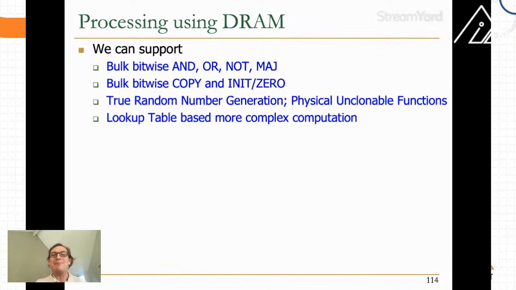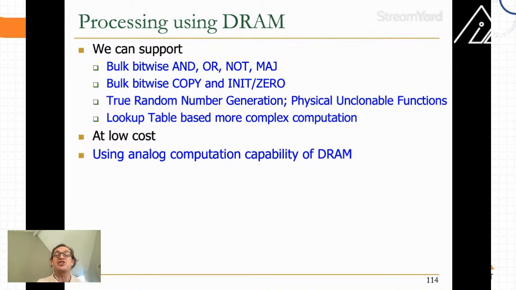technology like DRAM, we can support bulk bitwise AND, OR, NOT and majority operations. We can do copying and initialization in memory very efficiently. We can do true random number generation, physical unclonable functions, some security infrastructure essentially. And if you want to do more complex computations, you can use DRAM as a lookup table such that you can look up values of a computation. I'm going to give you some examples. And you can do a lot of these at low cost with a small amount of changes to the DRAM circuitry. Essentially, we're using the analog computation capability of DRAM.